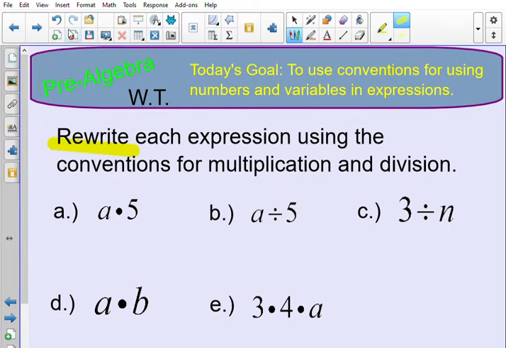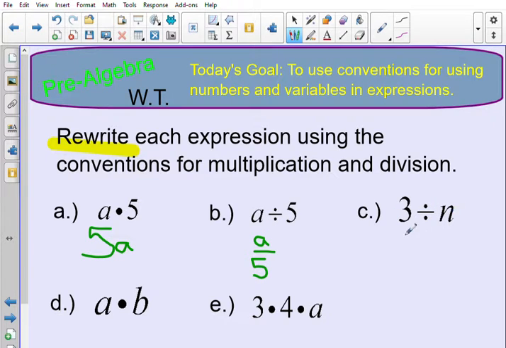Okay, hopefully you came up with all of these. This first one, you should just have written 5a. Again, I apologize for the handwriting. I can't write on the board, I'm writing on the computer. The next one, a divided by 5, you should have the fraction a over 5.